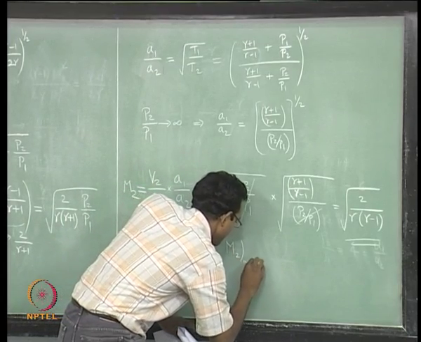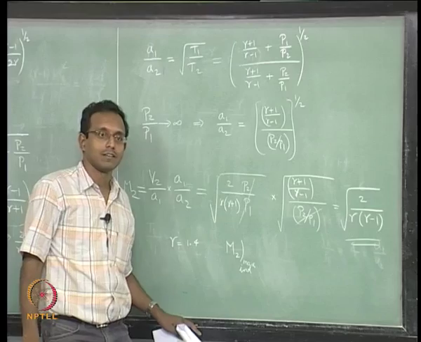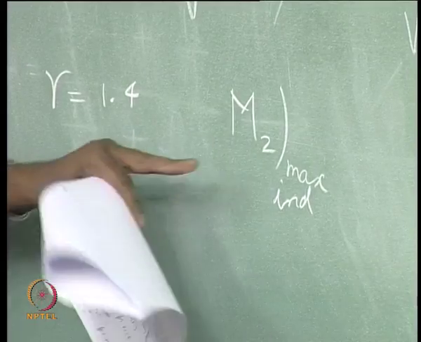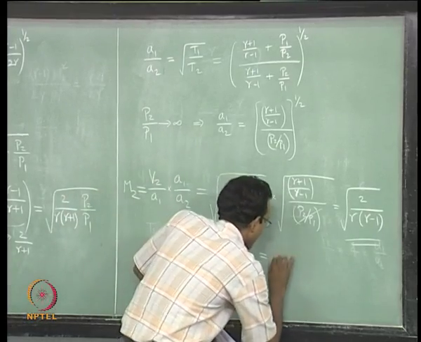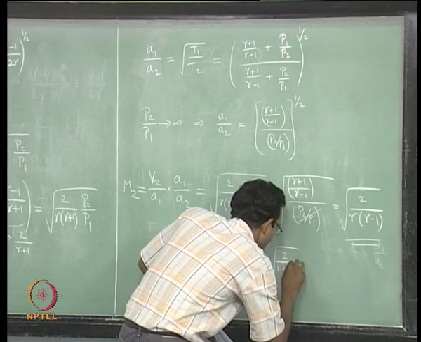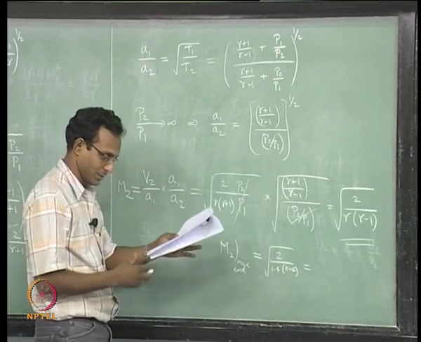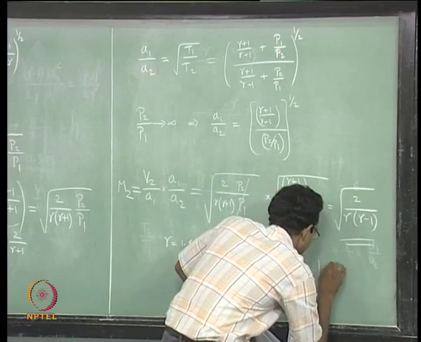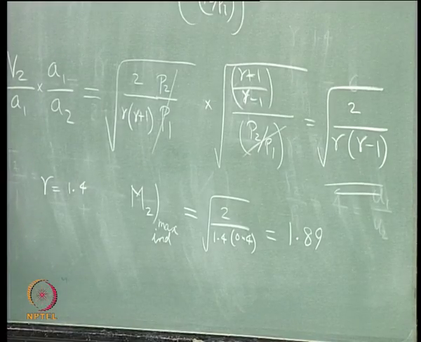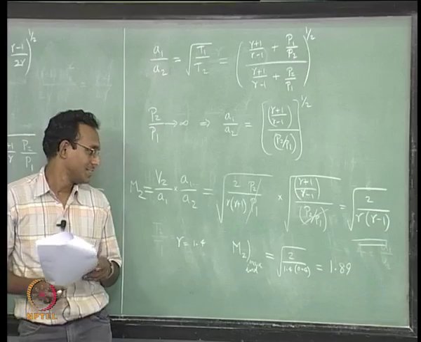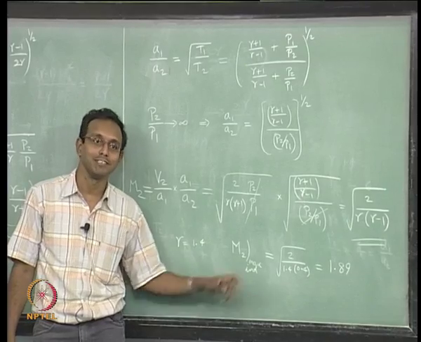M2 max, I have to also say induced, I will keep on using this induced. This is the induced flow Mach number, maximum possible, is going to be equal to square root of 2 by 1.4 times 0.4. I am just substituting gamma equal to 1.4 there, and that comes out to be 1.89. If I want to create a supersonic flow by sending a shock wave into a still medium, I can maximum achieve only 1.89, that is what this is telling you finally.